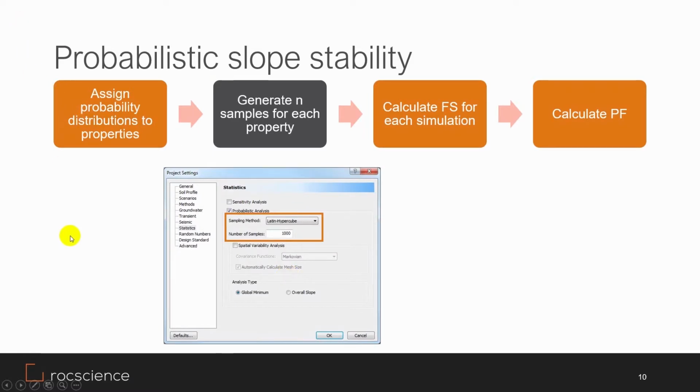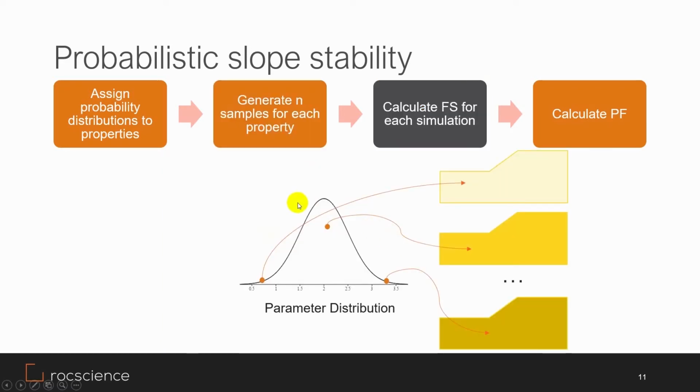Now that we've defined the distributions for our random variables, we need to sample them. So we define the sampling method and number of samples in the project settings dialog. Latin hypercube is the recommended sampling method. More information on this can be found in the first lecture. And we might define 1,000 samples. That means our distributions are sampled 1,000 times. Now those 1,000 samples are assigned to 1,000 separate simulations. So the first simulation might have a cohesion value of 0.7, and the factor of safety is calculated for it. And so on, the 1,000th simulation might have a value of 3.3 and the corresponding FS is calculated.